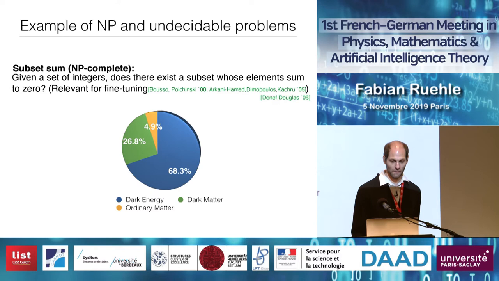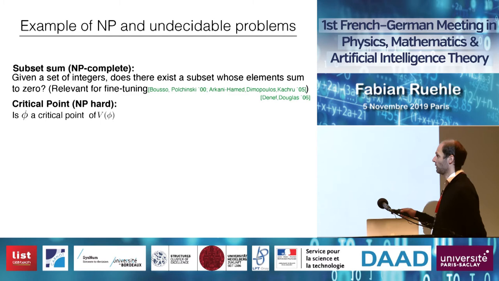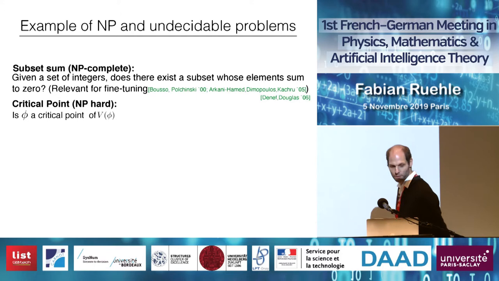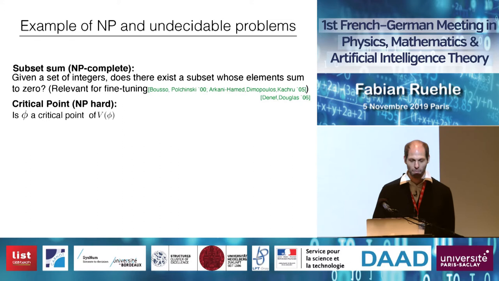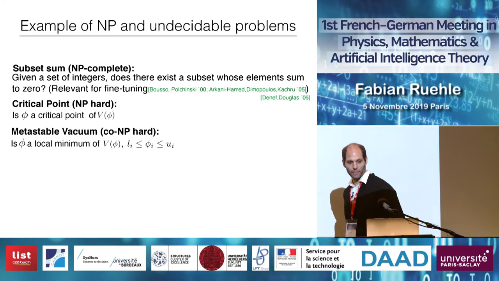There's the critical point question. If you have some scalar potential, a potential which depends on some variables, or as physicists call them, fields, phi, you ask, is phi a critical point of your potential? This is an NP-hard problem. You ask, is phi a local minimum of V, where phi is in some range of validity where your theory is defined? This is a co-NP-hard problem.